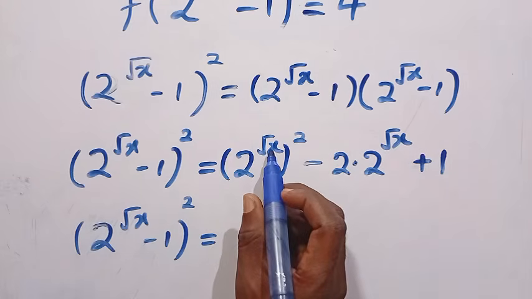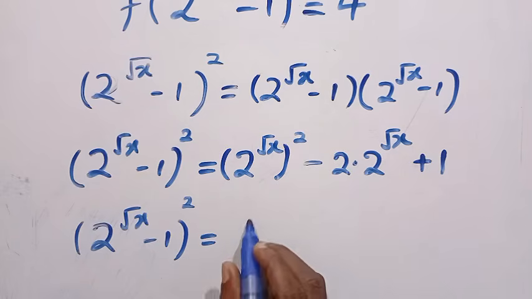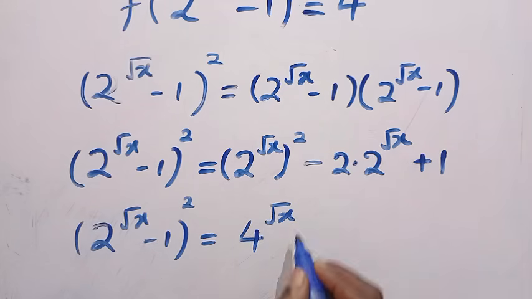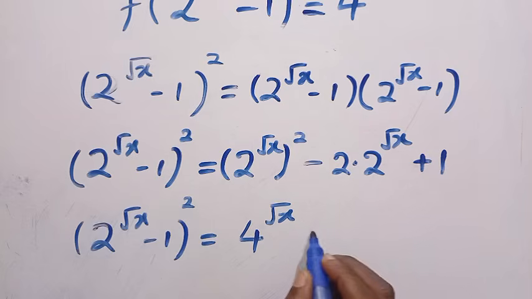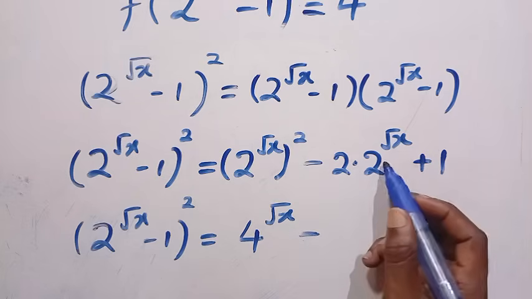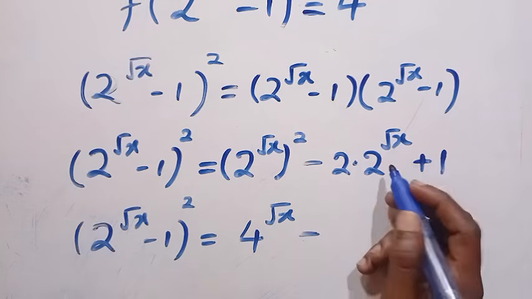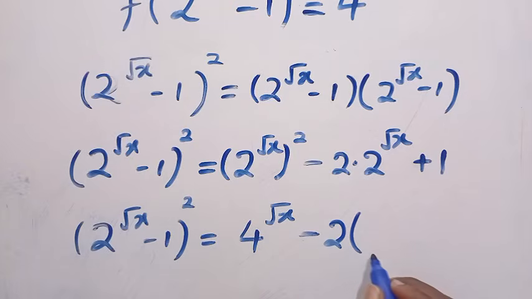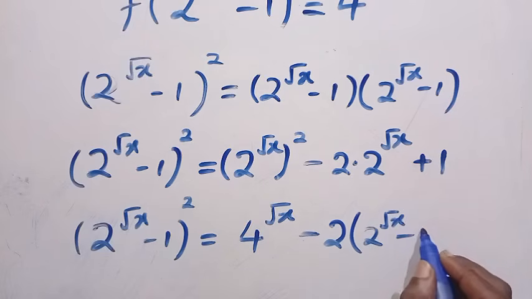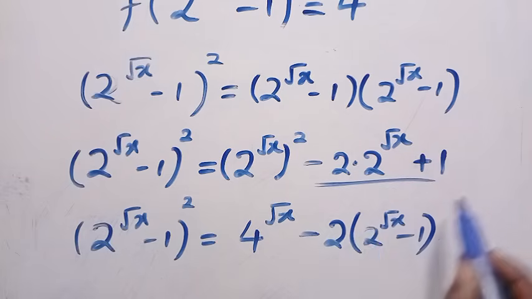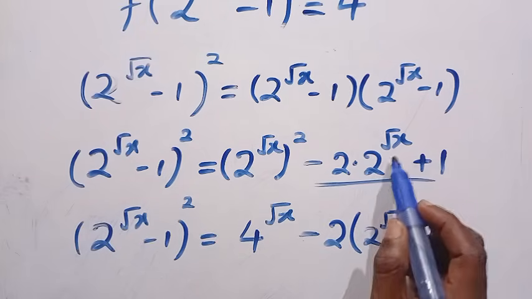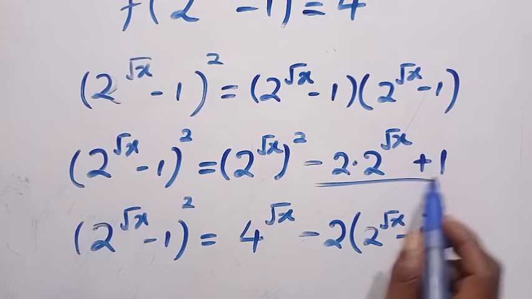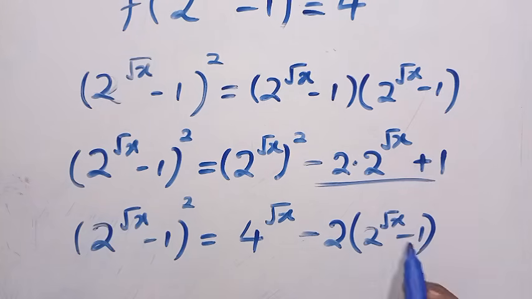Here, (2^√x)² is the same thing as 4^√x, just as I did above. Then minus, this is 2 multiplied by 2^√x, plus 1. If I write this as 2 bracket, what I need is 2^√x − 1. If I write this thing in this form, as 2^√x − 1, initially all of this is −2 multiplied by 2^√x plus 1. And I must have the same thing just as this, but I have manipulated this.